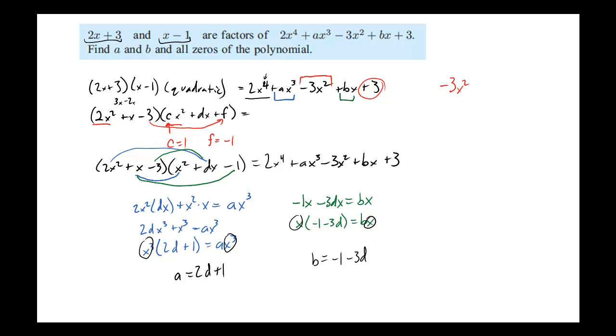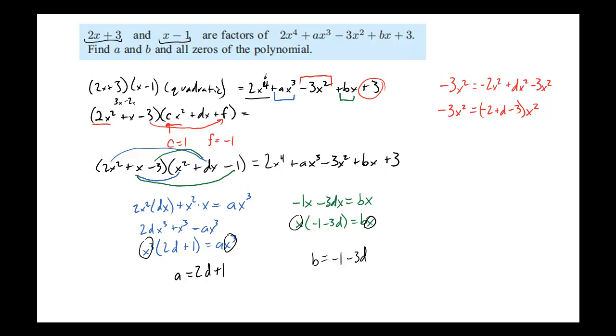Well, there's a couple of ways to get x squared. I can have 2x squared times negative 1. So that would be negative 2x squared. I could have x times dx. So that would be plus dx squared. I could also have negative 3 times x squared. All right, and if I do that, I got negative 3x squared equals negative 2 plus d minus 3x squared. You could add the 3x squared there as well. I mean, that would be pretty easy.